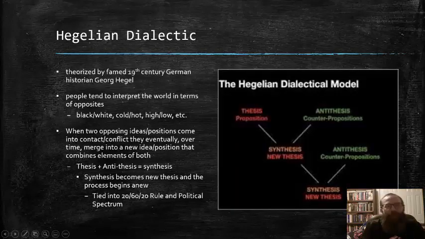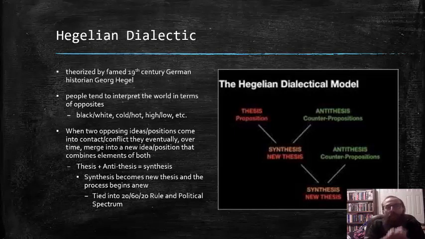Now, the next one I want to talk about is something known as the Hegelian Dialectic. Now, this is an idea that was first theorized by a famed 19th century German historian named Georg Hegel. Now, in the 19th century, German historians really were the ones that formulated the foundation of modern historical thought and modern historical disciplines, if you will.